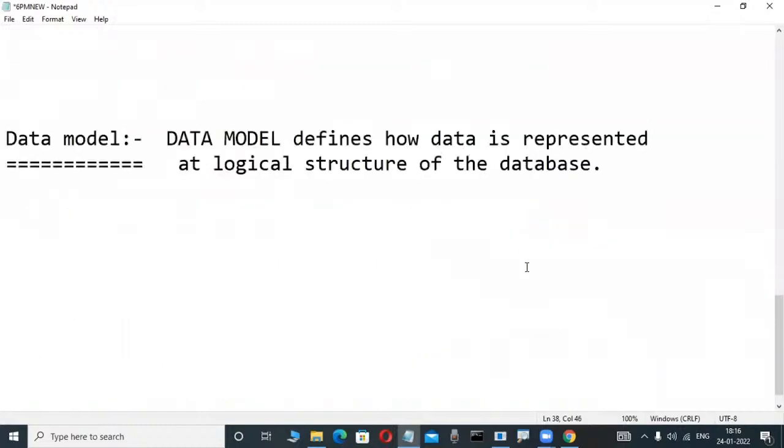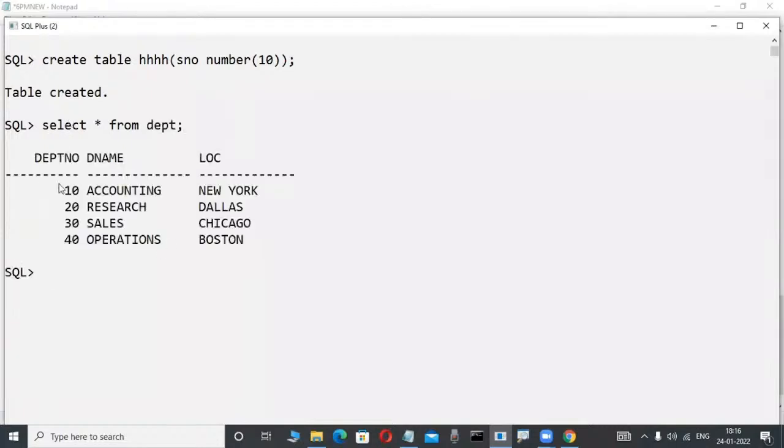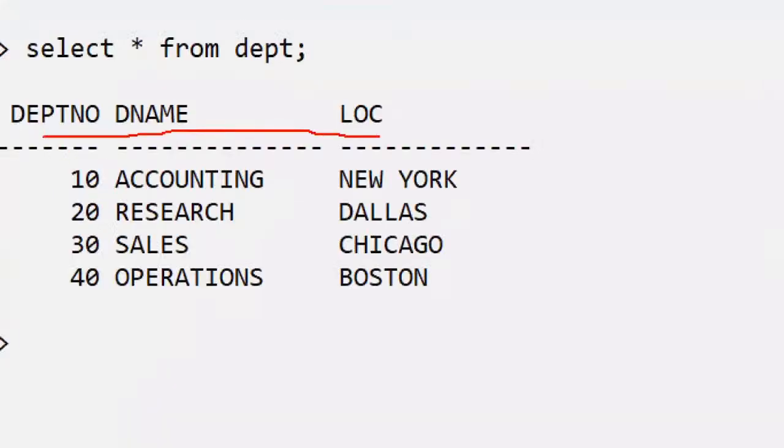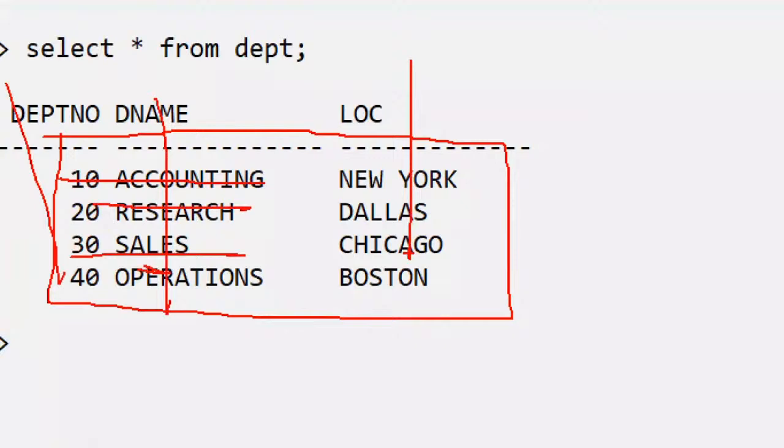Very good. Now here in this database, how data is represented is specified in the format of records. These collections of records are in matrix format. That's why always observe here, whenever there is a logical structure, how data is represented at a logical structure is in a matrix format, rows and also columns. That's why this is a data model, how data is represented at a logical structure.